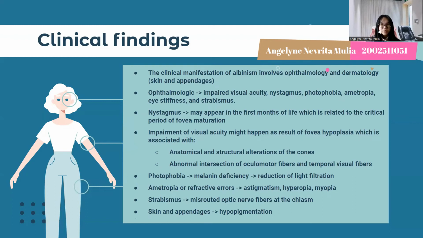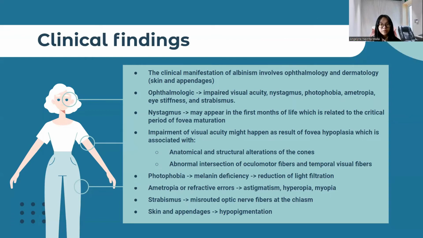The clinical manifestation of albinism involves ophthalmology and dermatology, such as skin and its appendages. In ophthalmologic involvement, albinism is characterized by impaired visual acuity, nystagmus, photophobia, ametropia, eye stiffness, and strabismus. Nystagmus may appear in the first month of life, which is related to the critical period of fovea maturation. Visual impairment might happen as a result of fovea hypoplasia, which is associated with anatomical and structural alteration of the cones. That means the fovea is shallower than normal with low cone density, or it happens due to abnormal intersection of oculomotor fibers and temporal visual fibers.